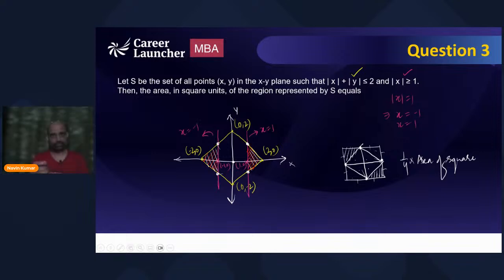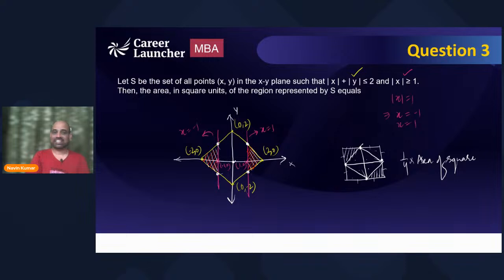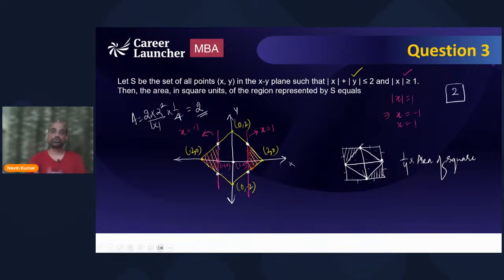So we can say that this area will be 1/4 of the area of the square. Now we already know how to calculate the area of such a square. So area is given as 2c square upon AB, and then we are talking about 1/4 of that. So this is going to give us 2. So the answer will be 2 square units, the area of that shaded region, or the region between the pair of parallel lines and the square.